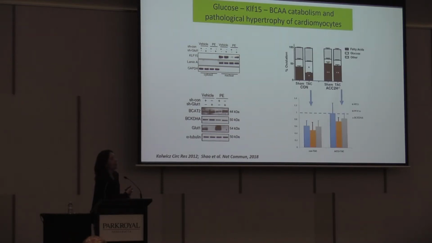In the mouse heart, if we induce a pressure overload and pathological hypertrophy, the glucose reliance increases, showing increased glucose oxidation in these hearts. We can see the KLF15 level as well as the BCAA catabolism genes go down. If we take a heart in which we delete ACC2, we can maintain the fatty acid oxidation and prevent the heart from going toward glucose, and we don't see downregulation of this pathway at all, and the heart won't hypertrophy.